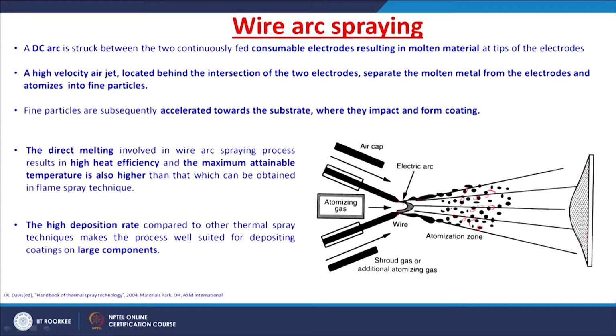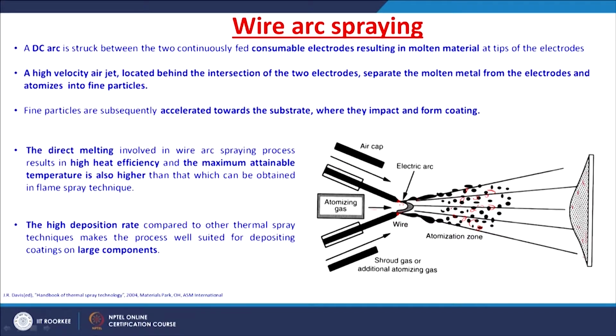So, in this technique, there is a consumable wire electrode, and at the intersection of this wire electrode, where an arc is struck, there is molten material just at the tip of this electrode. An atomizing gas helps this molten material form into very fine spherical particles, and the particles are impacted onto the substrate to form this coating.